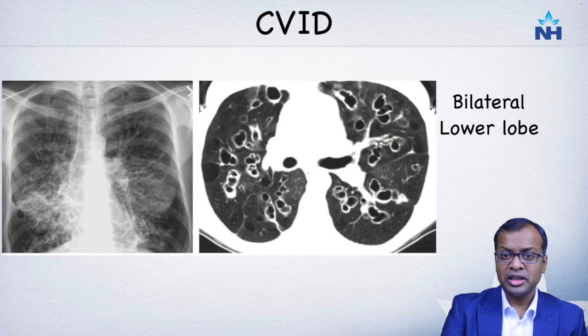CVID or common variable immunodeficiency syndromes are cases where you get recurrent infections with different morphological patterns, where you are often seeing lower lobe predominant bronchiectasis. You will see areas of endobronchial mucus plugging with multifocal areas of air fluid levels within this.